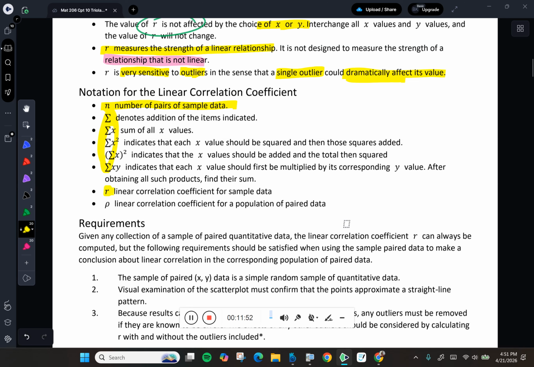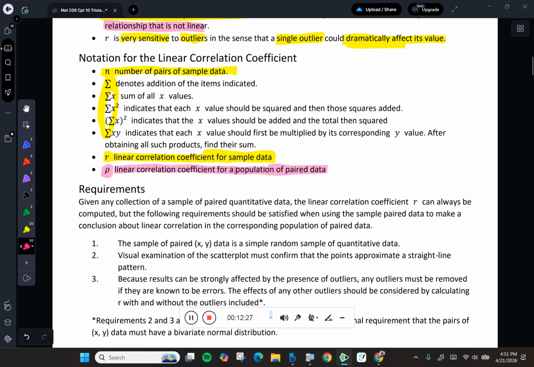That R is going to be our linear correlation coefficient for our sample data. Its corresponding population statistic is rho. I know it looks like a P, but it's the Greek letter rho. The Greek letter rho is the linear correlation coefficient for population data. Remember the difference between populations and samples. We have data from a sample that we are using to do hypothesis testing for a population.